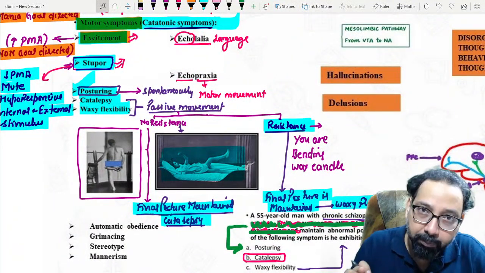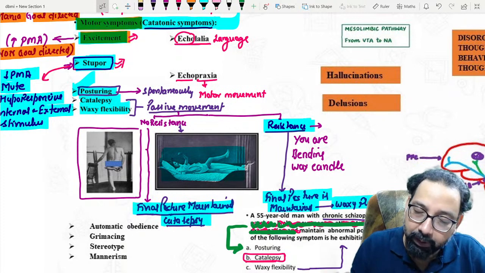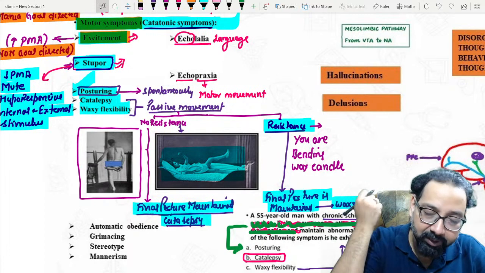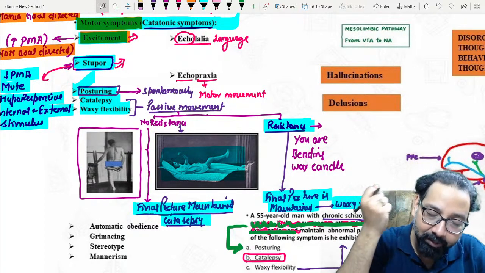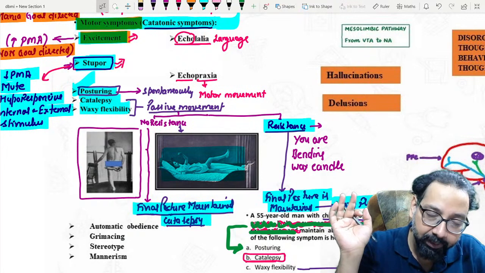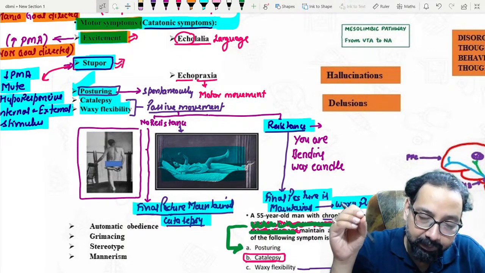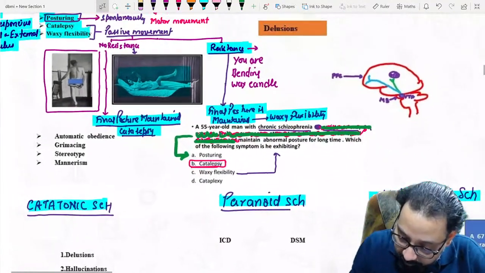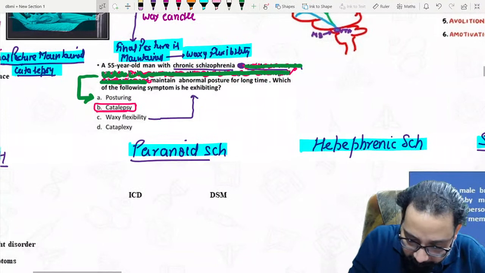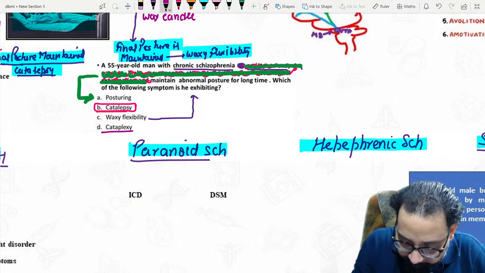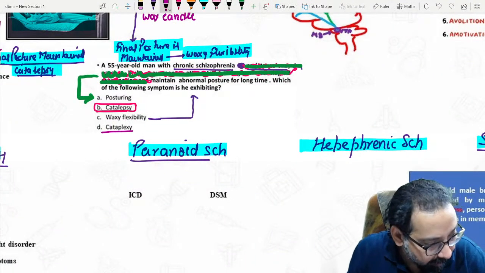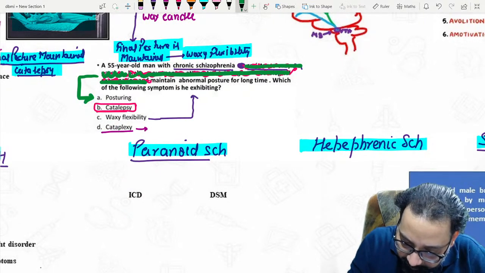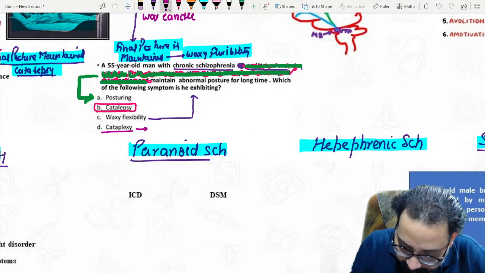If the patient maintains the posture spontaneously for a long time, that is posturing. If you are doing passive movement and you feel resistance, just like bending a wax candle, that is waxy flexibility, and the final posture is maintained. If you don't feel any resistance, then it is catalepsy. But when questions are asked, they give cataplexy also, and we get confused between catalepsy and cataplexy. Cataplexy is seen in narcolepsy.